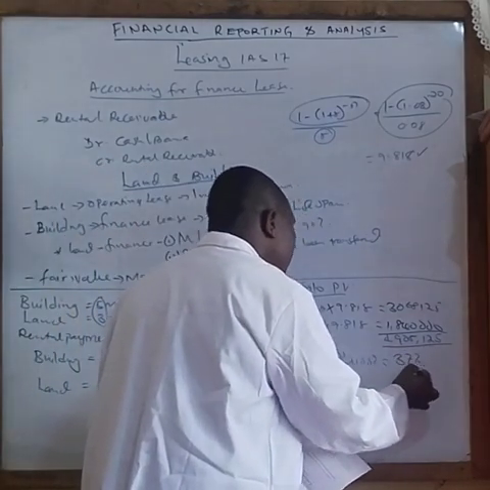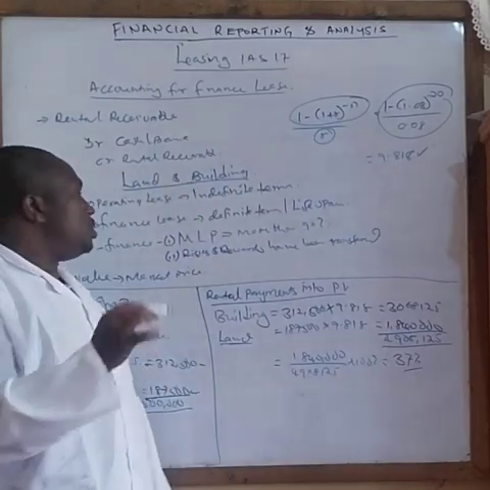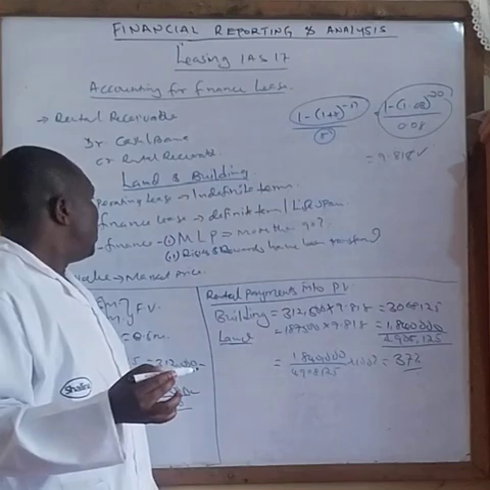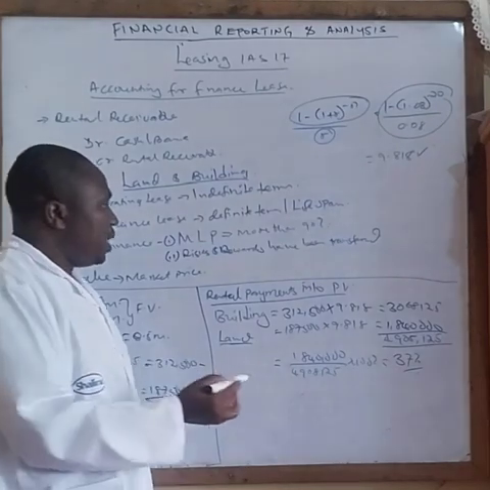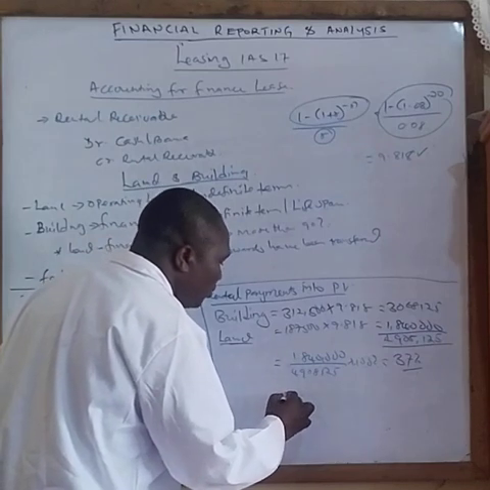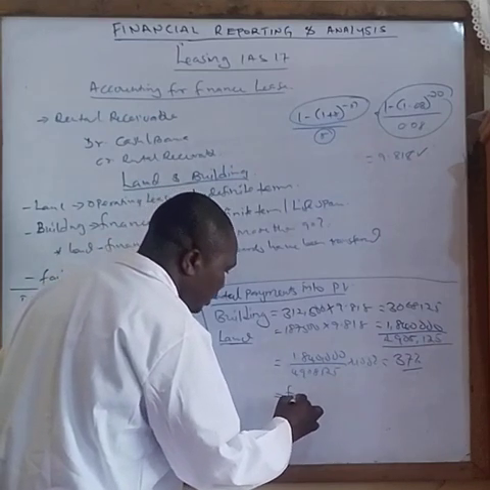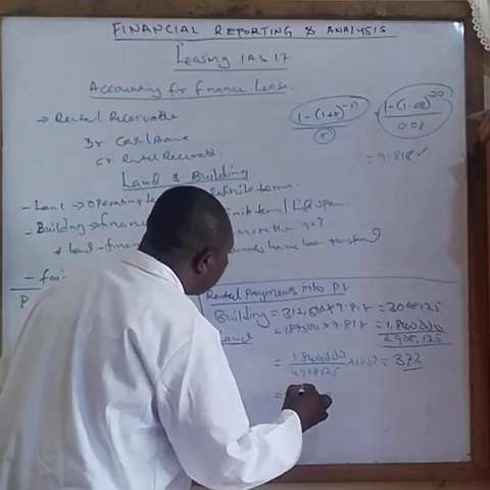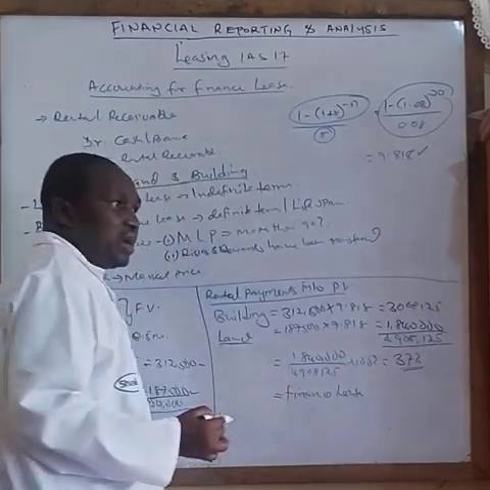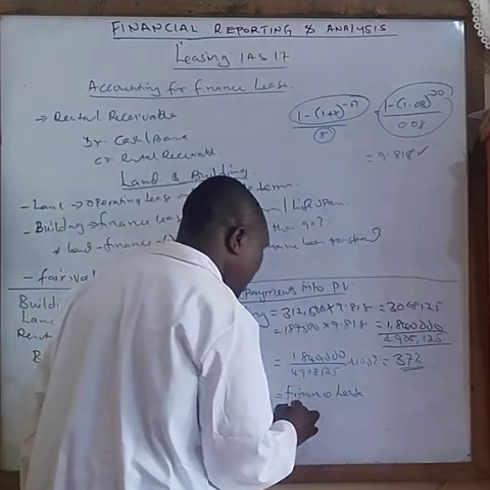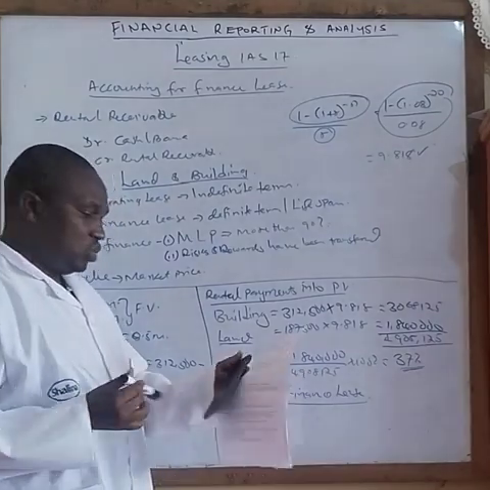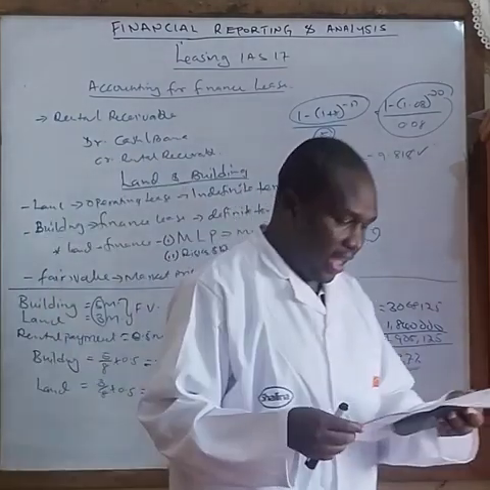So because it has fallen below 90, if it were more than 90%, that is the time the land would be classified under operating lease. But now, because it is below that, we can now say the land is under finance lease. If it is less than 90%, it will be classified under finance lease. That is how you are supposed to work on that particular area.